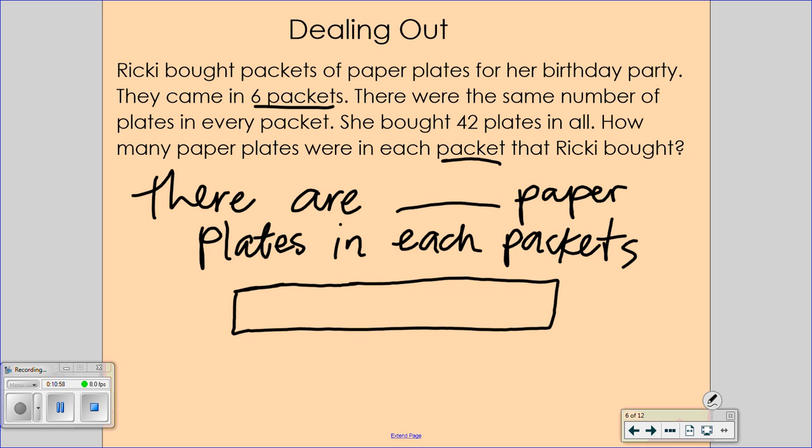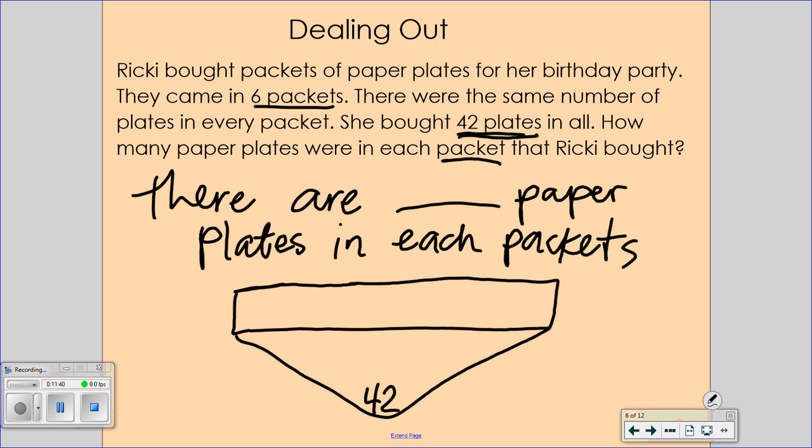Brian, after I draw my bar, what's the very next thing that I try to see if I know? Yeah, I need to know the total, the whole. Do I know the total number of paper plates or the whole amount of paper plates? Yes. How many paper plates did she end up with? Allie? 42. You bought 42 plates. I know that already. 42 is my whole. Sweet. Do I know anything else?